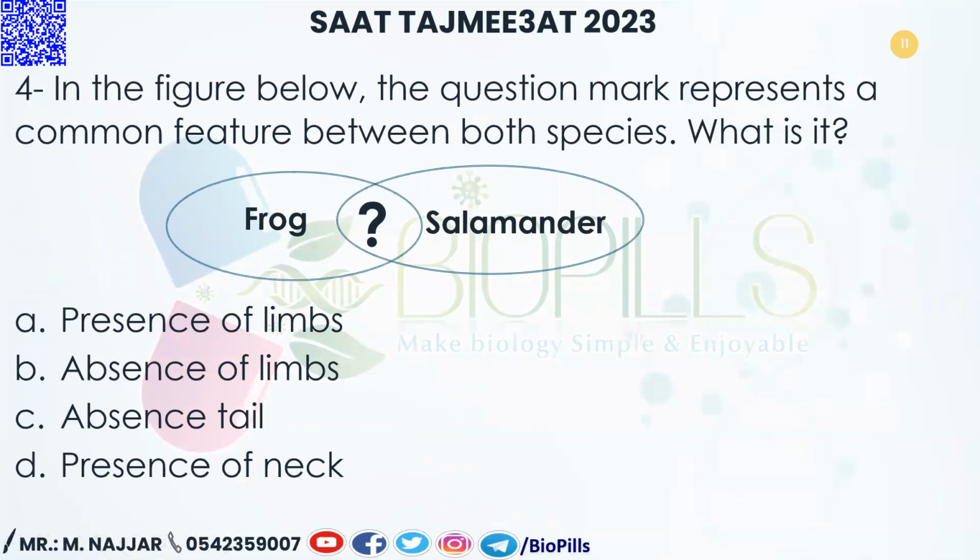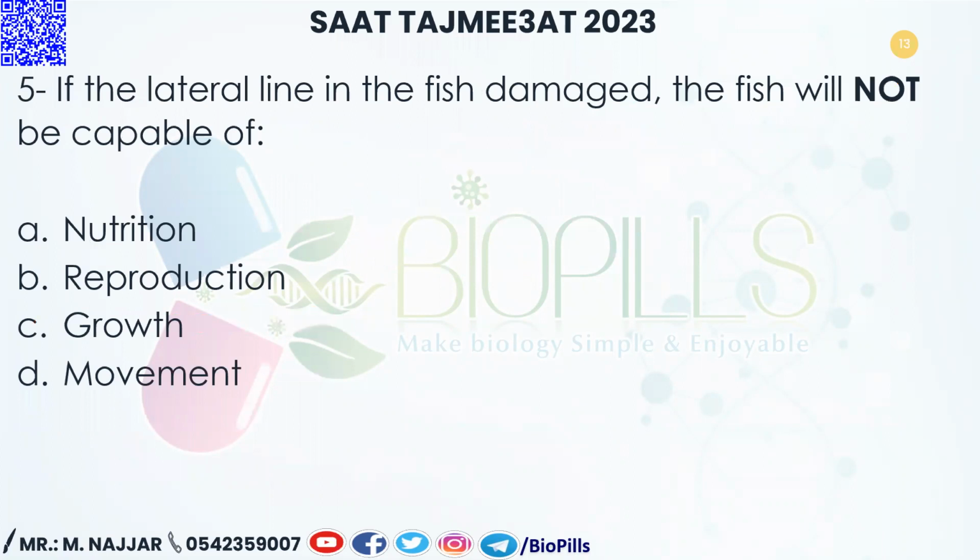Question number 4. In the figure below, the question mark represents a common feature between both species. What is between frog and salamander? Yes, both frogs and salamanders have limbs. That's true. Question number 5. If the lateral line in the fish is damaged, the fish will not be able to move because they will not be balanced. Yes, it's basically used for balance, and movement is coordinated by the lateral line.